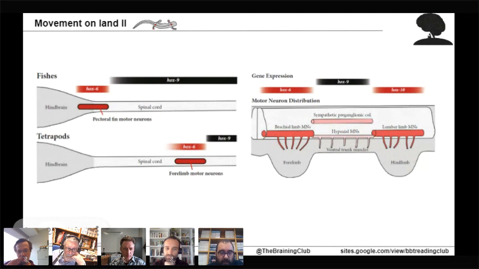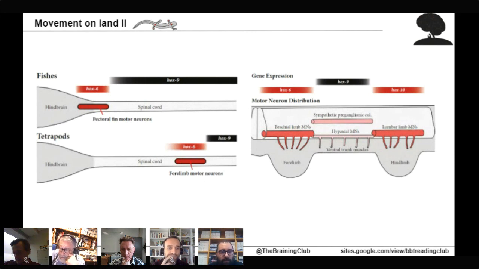Given these observations, it seems that evolutionary changes in the expression of those genes helped to reorganize the spinal cord as tetrapods emerged. As part of this transition, HOX6 and HOX9 genes probably shifted their expression caudally relative to the condition we find in fishes, creating a gap between the brachial area and the brain, somewhat creating a neck.